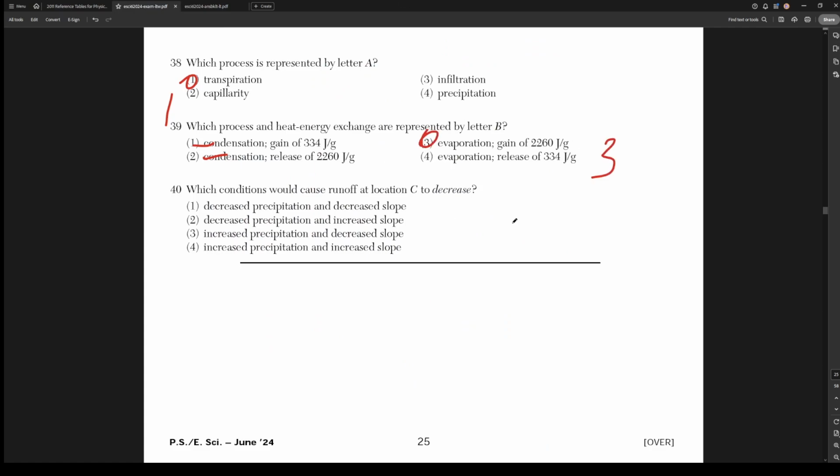3. Which conditions would cause runoff to decrease? So how do you get runoff? Like flooding, essentially, and you want it to be less. So if there's going to be less flooding, less rain, definitely, so get rid of those. And then a decreased slope, because an increased slope would make it flood down the hill. So if you decrease the slope, make it flatter, it's not going to be running off. So it's going to be 1.